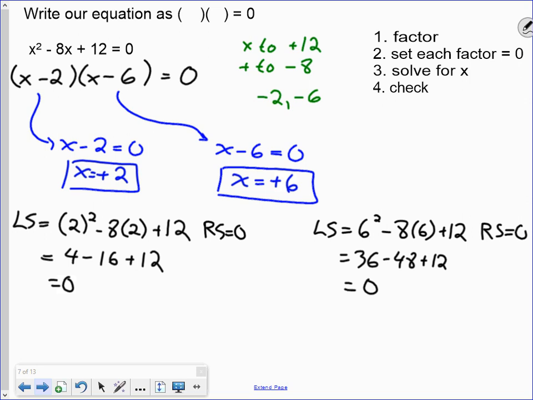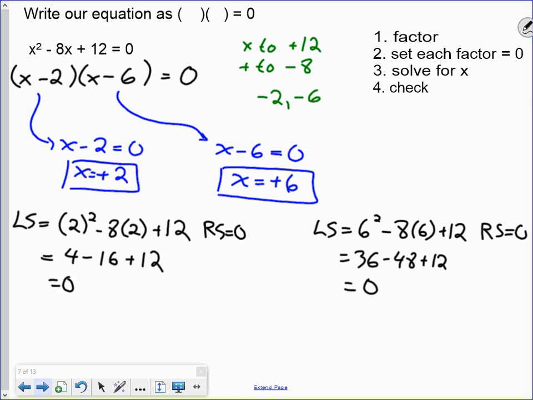So the meaning of these solutions is the same as it's always been. The values of x that are going to make the left side equal to the right side, it's just that in a lot of these cases with these quadratics, we have two values that are going to make that happen.